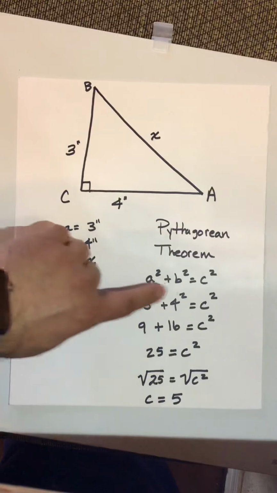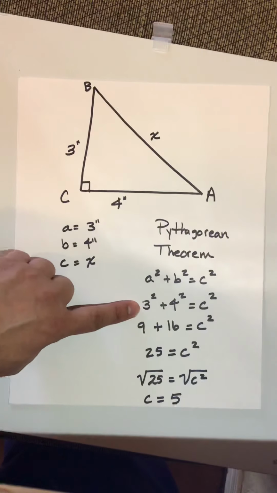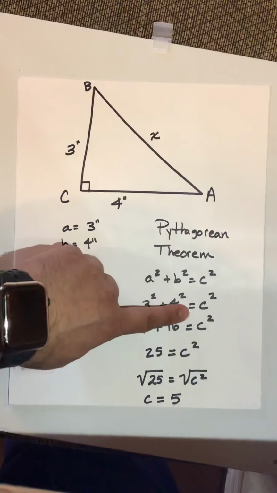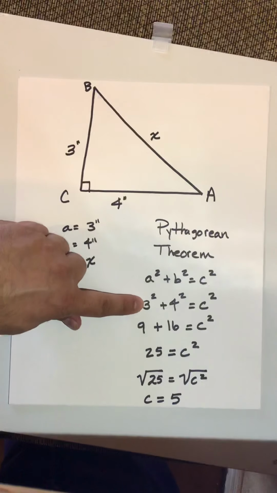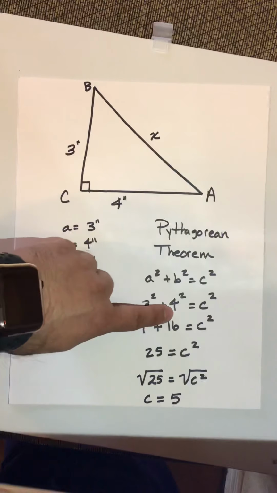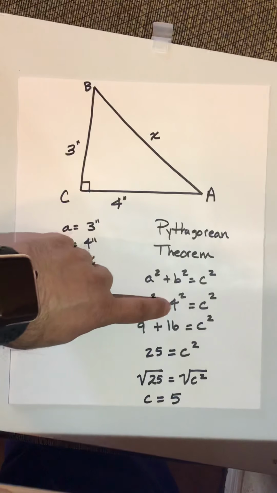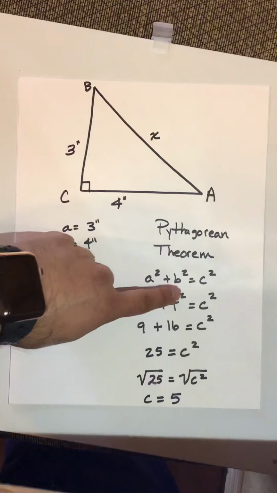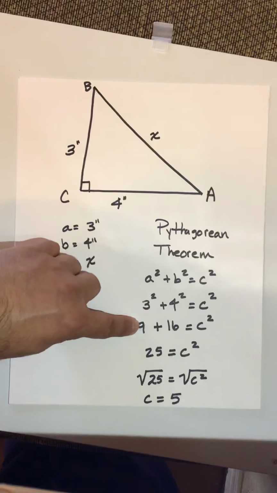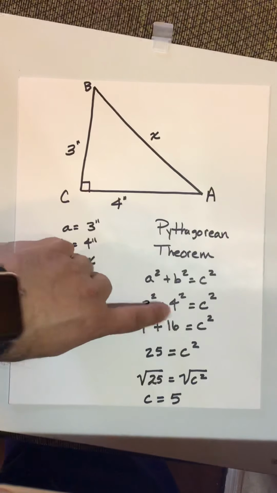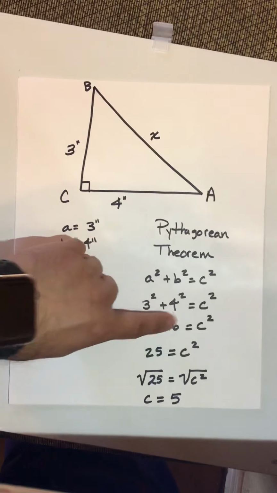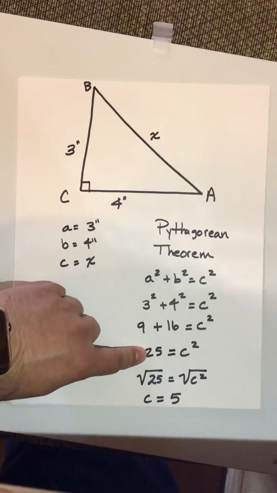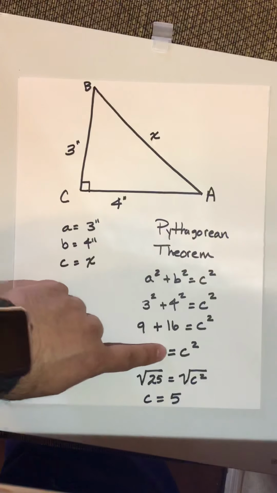So a squared plus b squared equals c squared. A squared, which is going to be 3 squared, plus 4 squared equals c squared. Okay? Now squared, remember, this is saying not 3 times 2, but 3 times itself 2 times. Same thing with 4. Not 4 times 2, but 4 times itself 2 times. So of course 3 times 3 gives me 9. 4 times 4 gives me 16. 9 plus 16 is equal to c squared. When I add these two together, I get 25. Now 25 is equal to c squared.